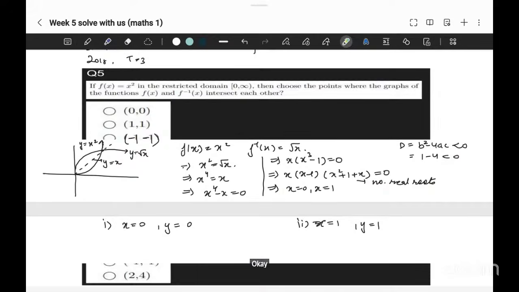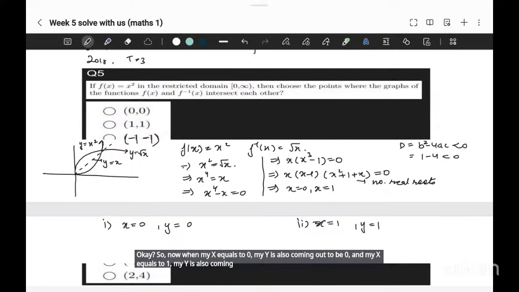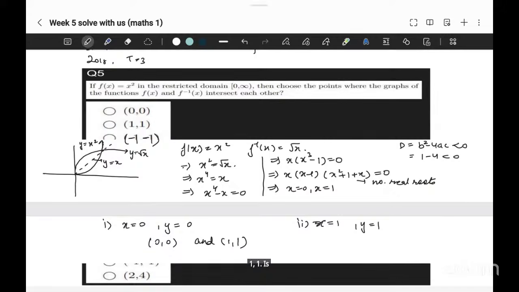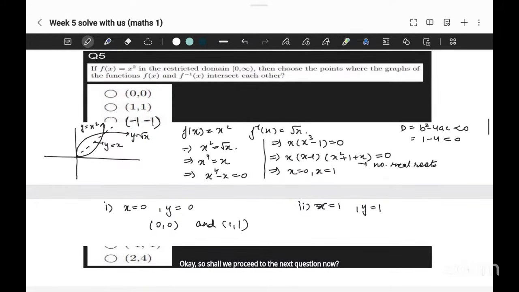Okay. So now when my x equals 0, my y is also 0, and when my x equals 1, my y is also 1. So what are the 2 points? 0, comma 0 and 1, comma 1. Is this question clear? Okay. So shall we proceed to the next question now?